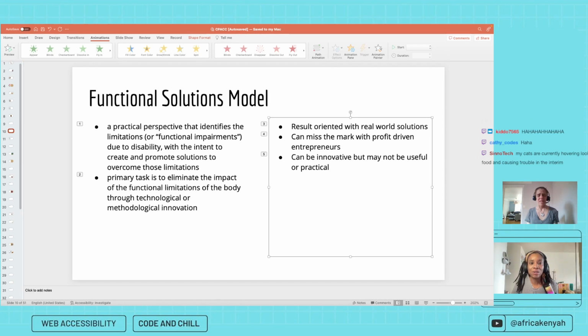Sinotech said, my cats are currently hovering, looking for food and causing trouble in the interim. Yeah, man. Darn cats. Ugh. All right. Let me catch up with not y'all laughing at me. All right, let's move on to the next one.